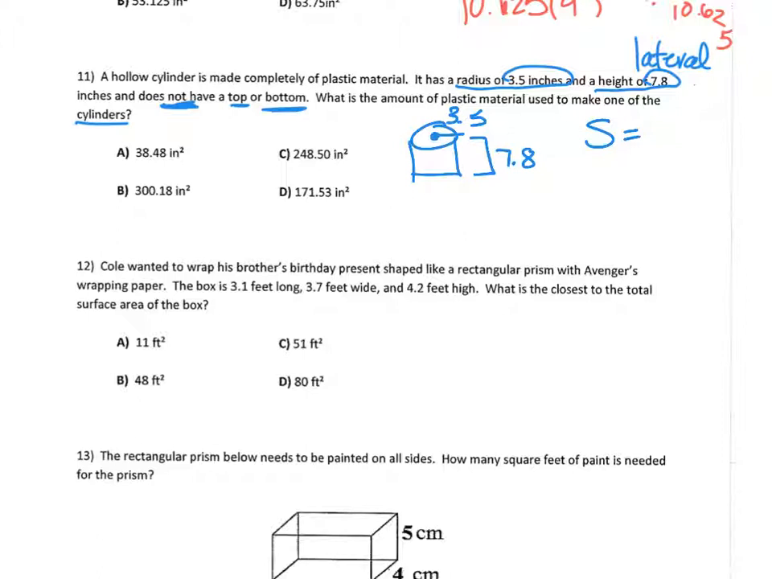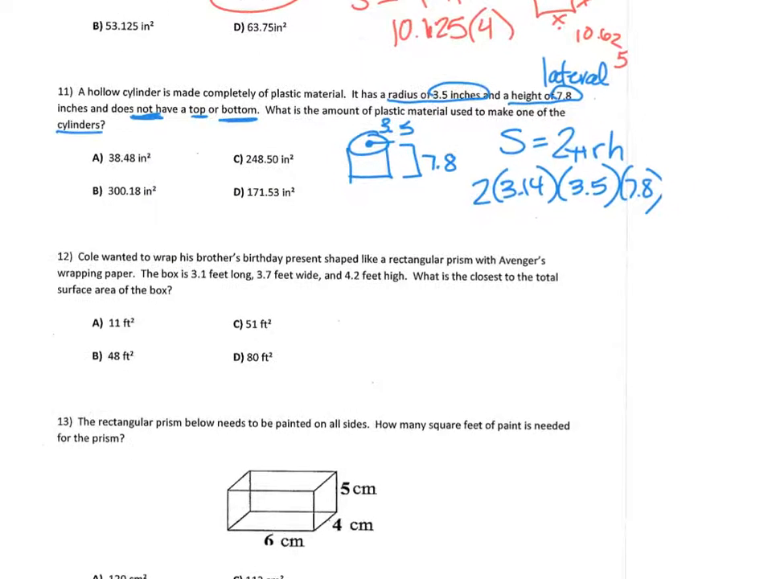Of a cylinder. 2 pi r h. So 2 times pi times radius times height. Just the lateral, since it says it does not have a top or a bottom. So 2 times pi times 3.5 times 7.8. Yuppers. The answer is too much straight. So you should have gotten D, multiplying all those together. Lateral surface area.